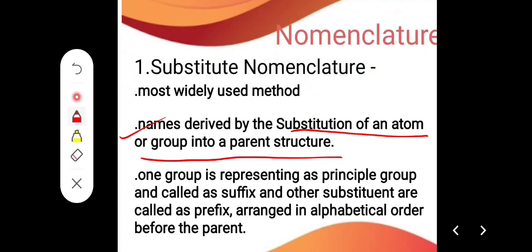There should be lots of methods. First one, substituent nomenclature. This is widely used, and the name should derive by substitution of an atom or group in the parent structure. That is, one group is dominant, and that should be termed as suffix. Suffix means which must be added after the parent compound. And others are termed as prefix, which are written before the parent compound.